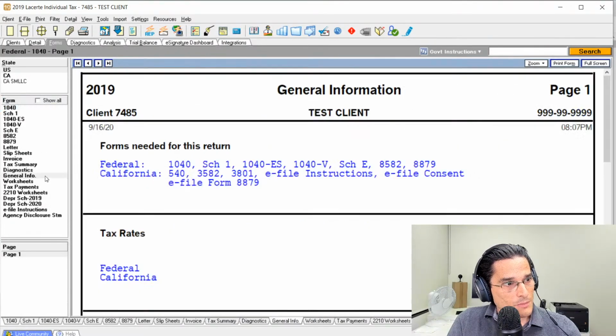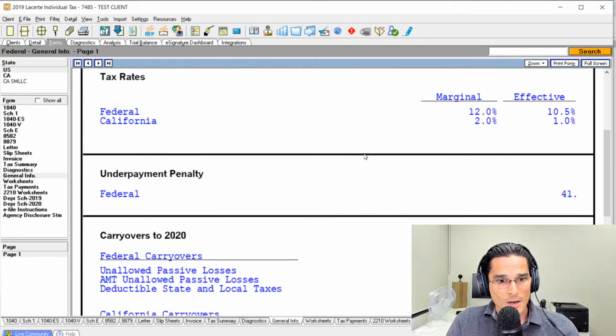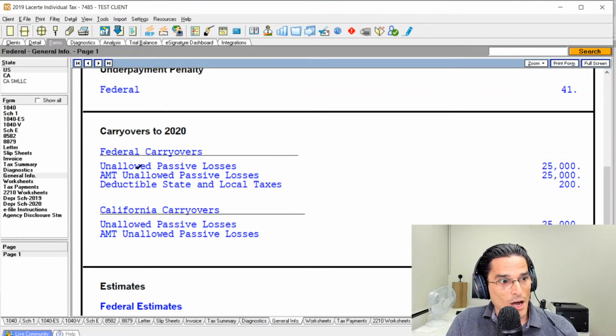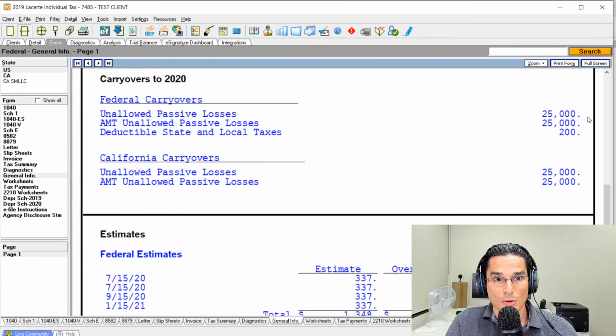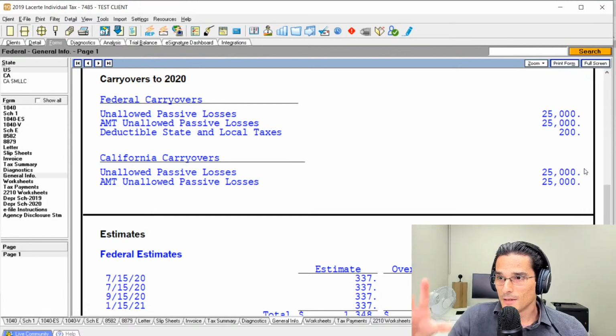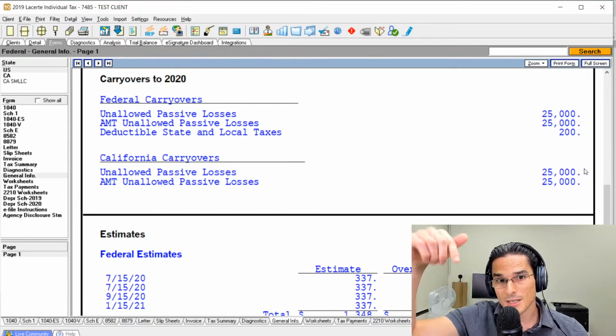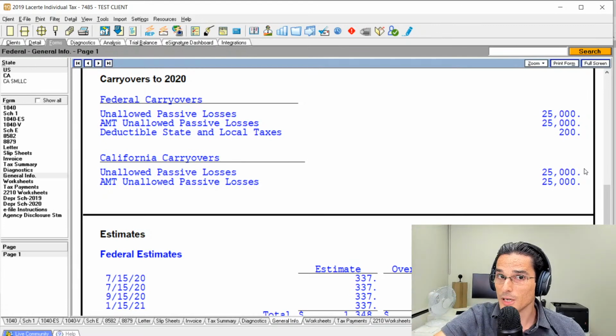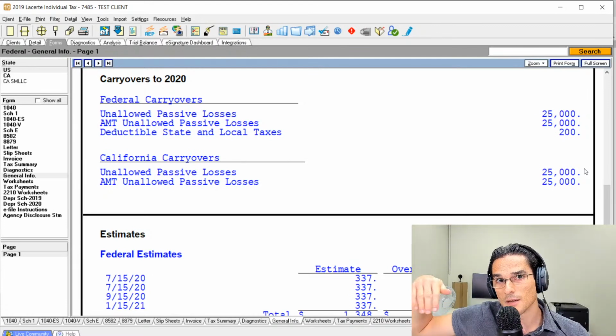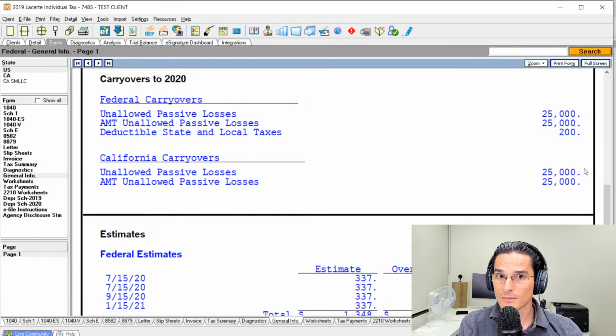If we look at the carryovers, we'll see that there's unallowed passive losses of $25,000. Same at the California level as well. In this case, this is assumed to be a California taxpayer. So essentially, $25,000 of the $50,000 loss is being used to offset income in the current year, and the other $25,000 is being put forward, suspended, deferred, whatever you want to call it, to a later tax year. So you don't lose it, you just get it later on.